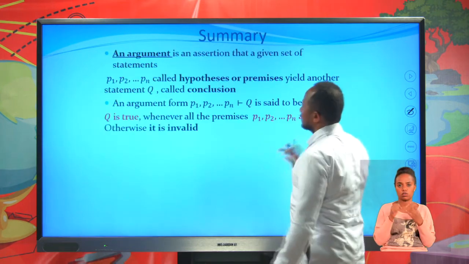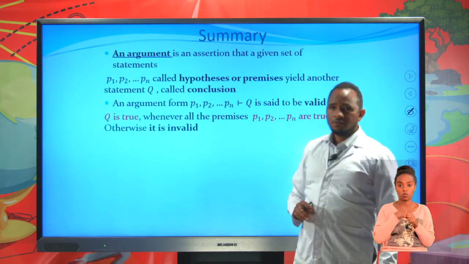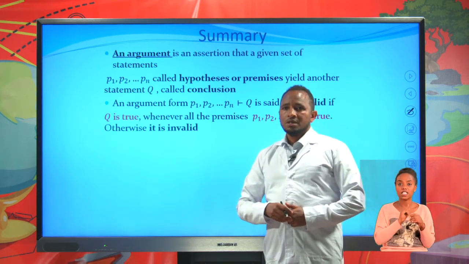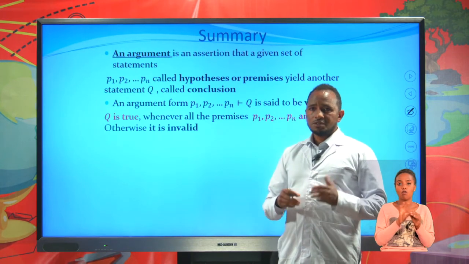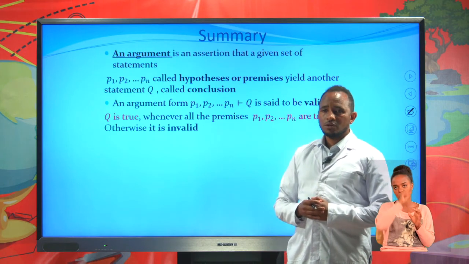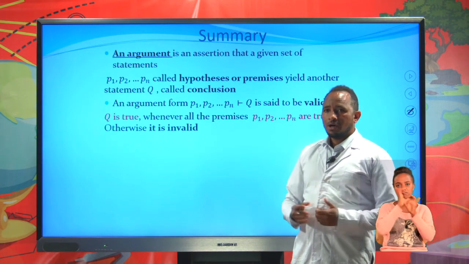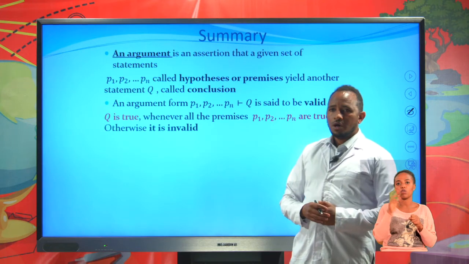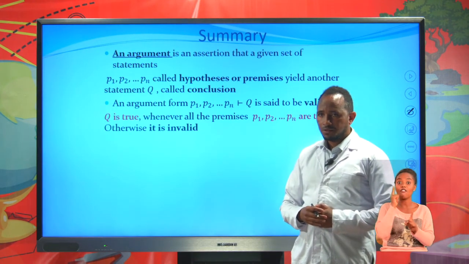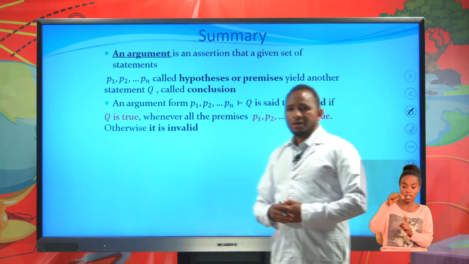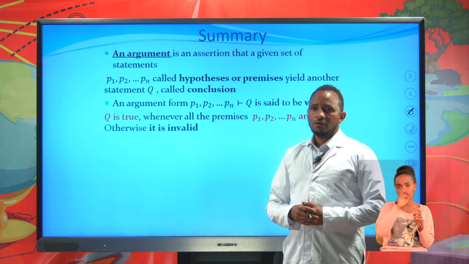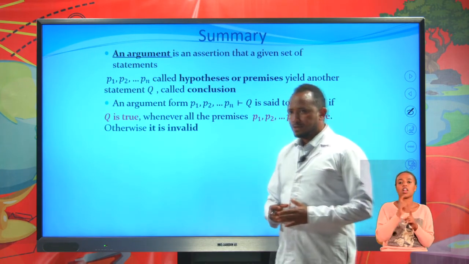So to summarize what we have seen today, first, we have seen about argument. An argument is an assertion that a given set of statements P1, P2, up to Pn, which we call hypotheses or premises, yields another statement Q, which we call the conclusion. An argument form P1, P2, up to Pn, yielding Q is said to be valid if Q is true whenever all the premises are true. Otherwise, it is invalid. Therefore, this is all about today's lesson.